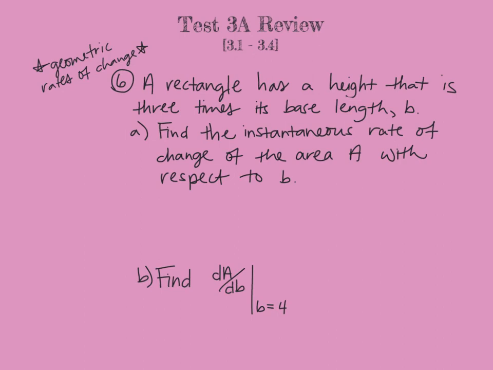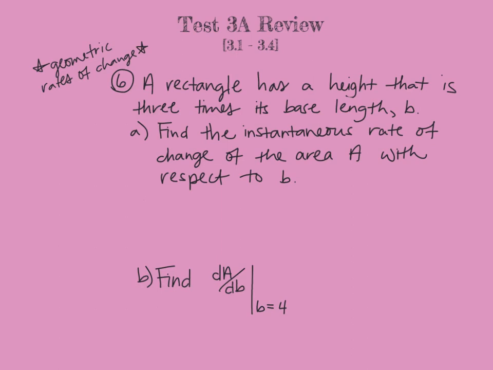Our last problem here is about geometric rates of change, and we're talking about a rectangle that has a height that is 3 times its base length b. So the first thing I'm going to do is just draw a picture of this rectangle, and its height needs to be 3 times the base length b. So I'm going to call the base length b, and I'm going to call the height 3b, since I don't want to introduce a new variable. I only want these 2 variables, and it's 3 times b. So that's not too bad.